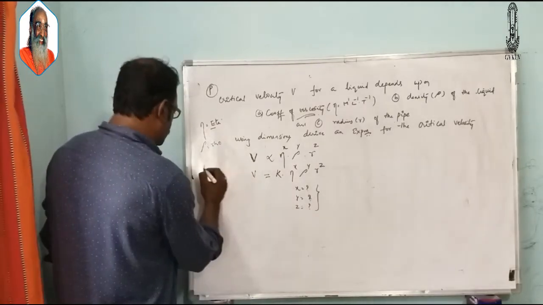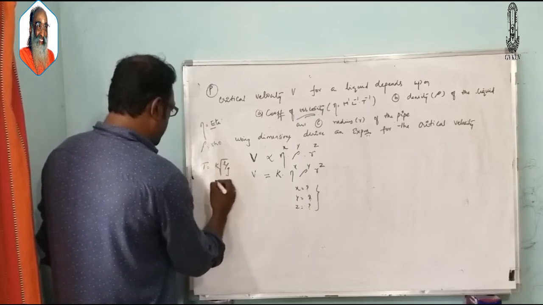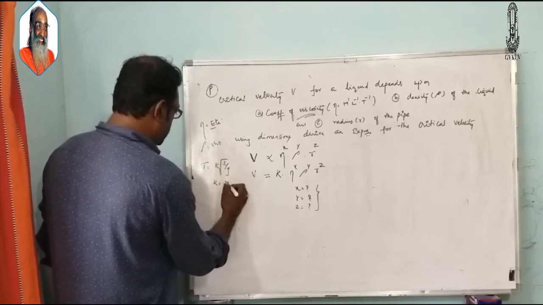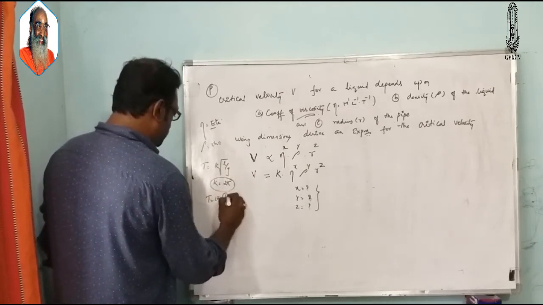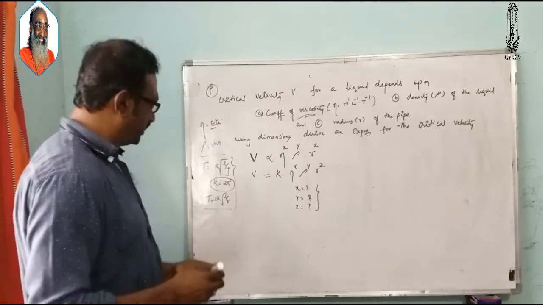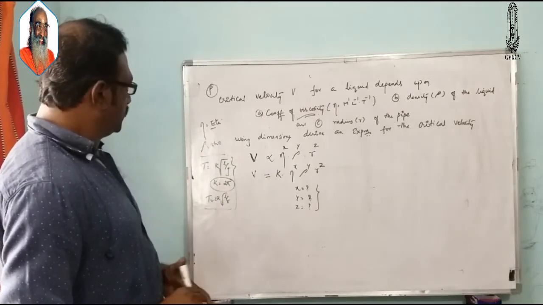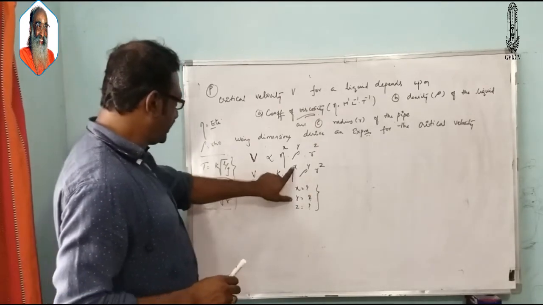T is equal to k root of L by g, and k is 2 pi from the experimental value. T is equal to 2 pi root of L by g, isn't it? The same thing, whatever we did there, we are going to do the same thing here. Anyway, here we wrote the expression like this. Now I have to find x, y, and z.